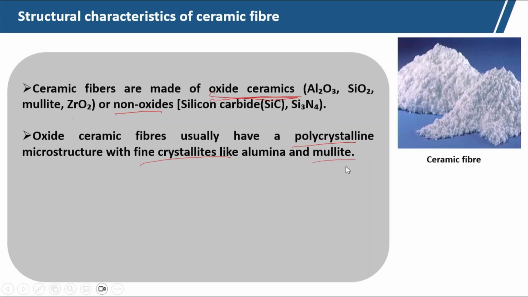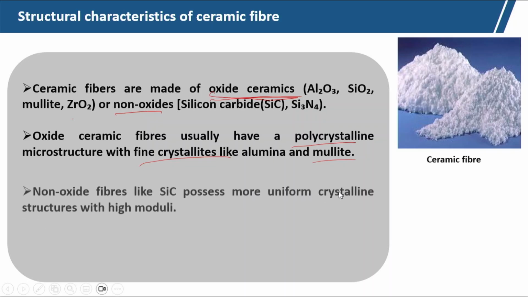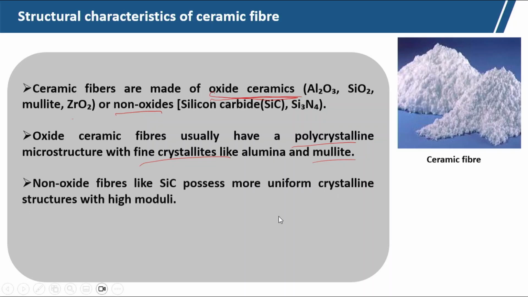So this is oxide ceramic, and non-oxide ceramic like SiC possesses a more uniform crystalline structure with high modulus. So if we want a more uniform crystalline structure and high modulus, in that case we should go for non-oxide ceramic fiber.